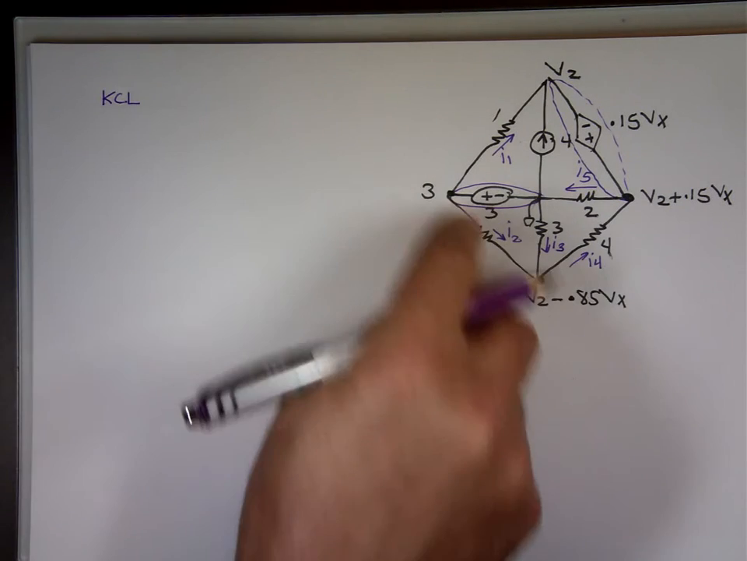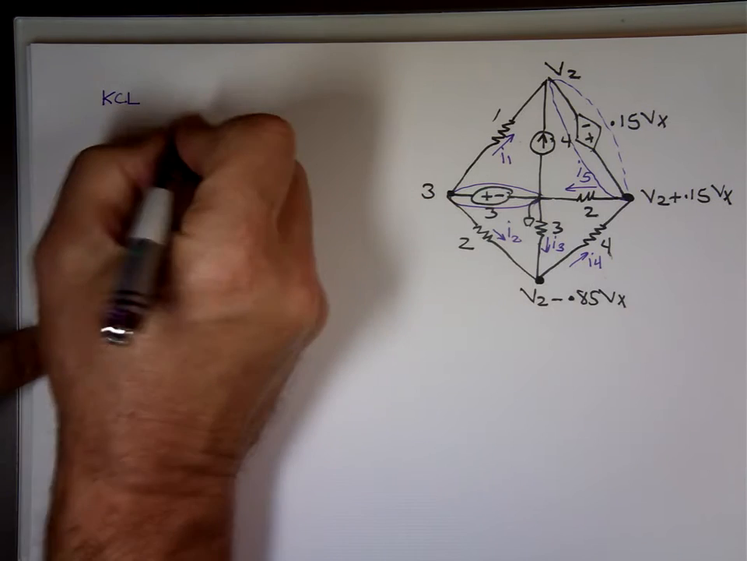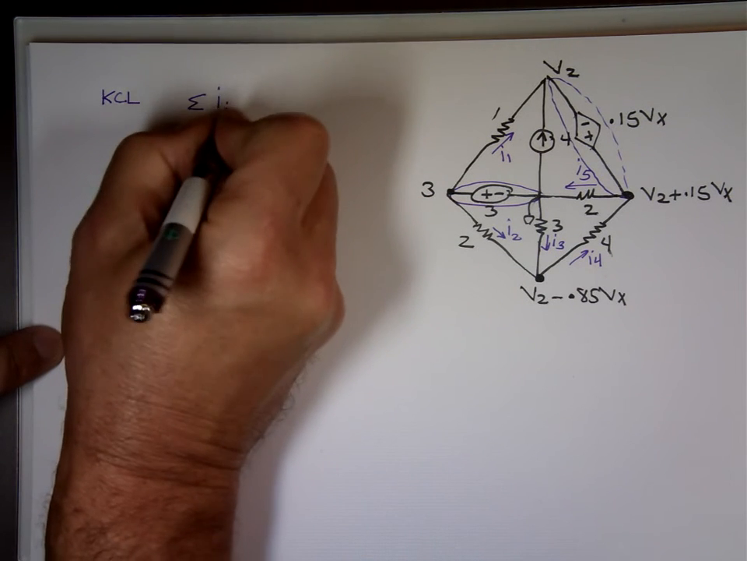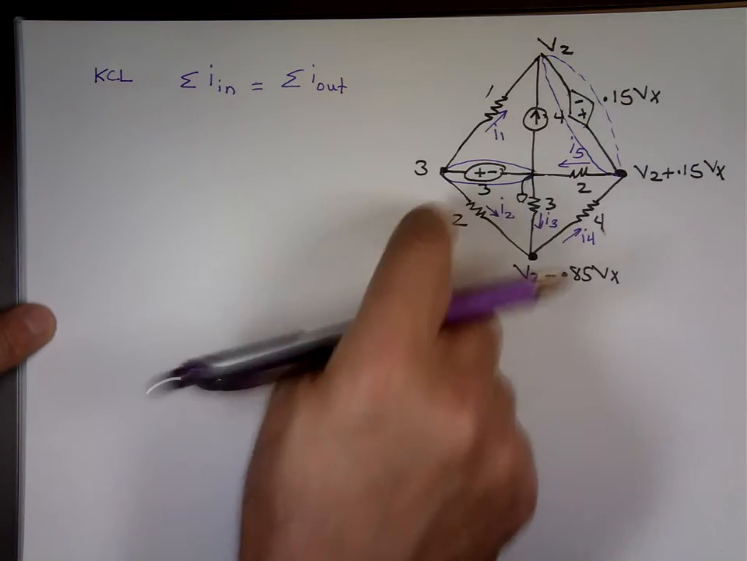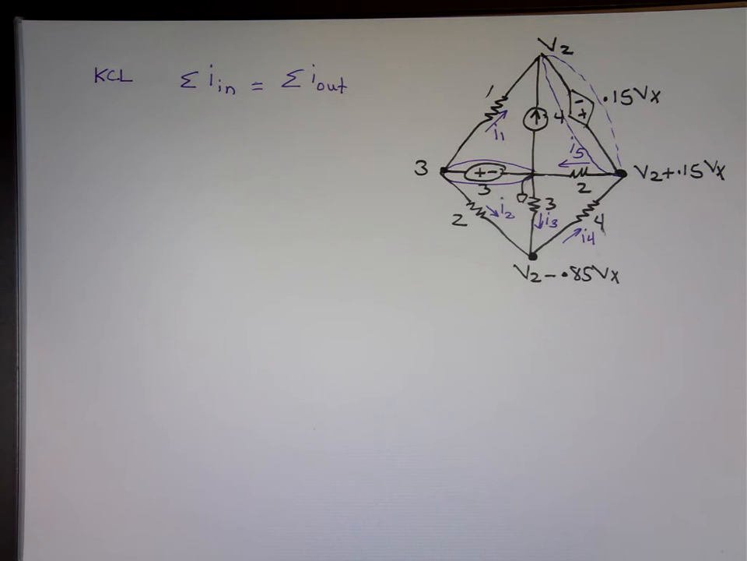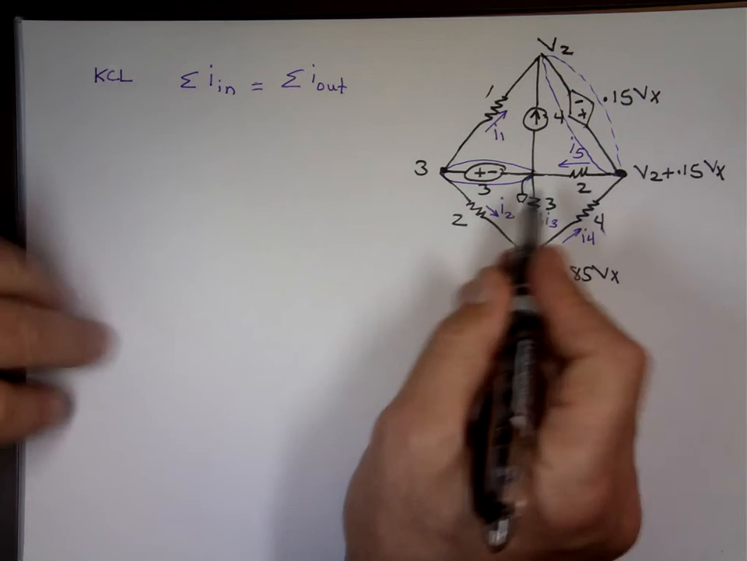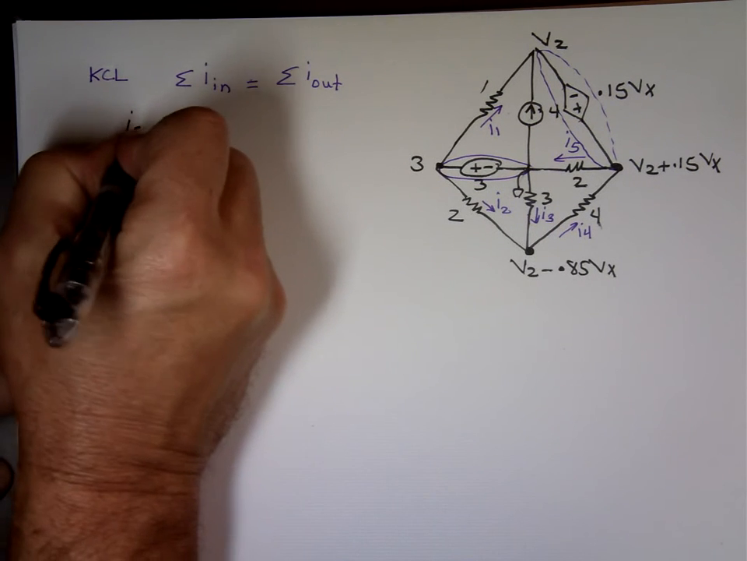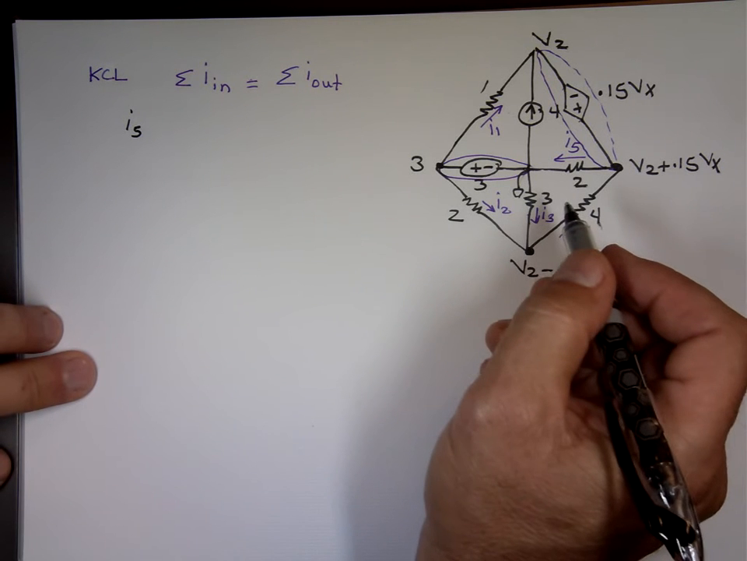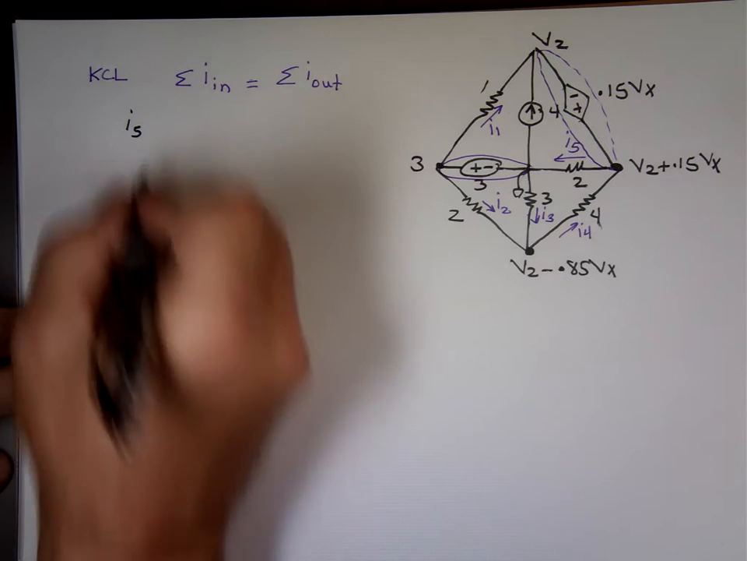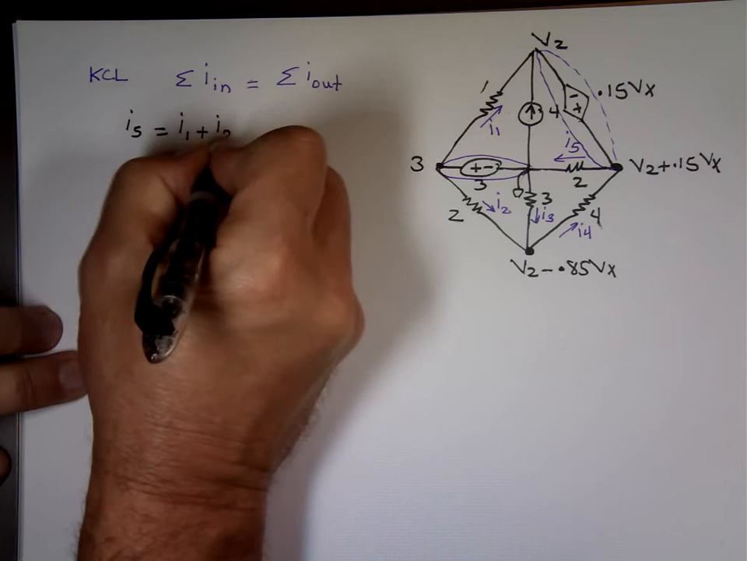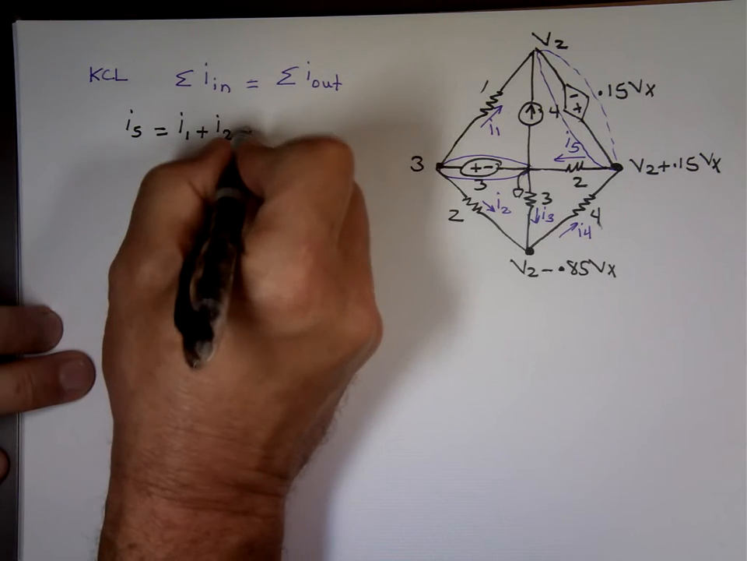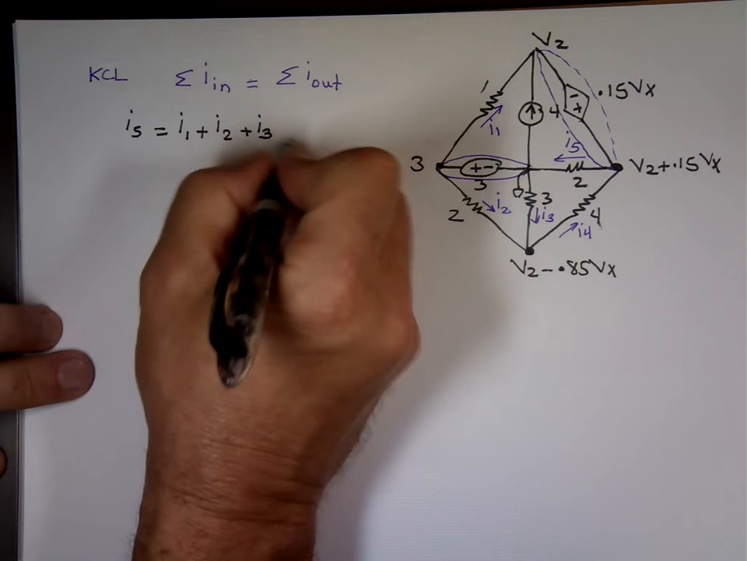KCL at this node. We said all the current going into the node should equal all the current coming out of that node. Now remember, this is one big node, all attached to it. So what is going into it? I5, yes. Is that the only thing going into it? It looks like it, right? And what's leaving that node? I see I1, I see I sub 2, I see I sub 3, I see 4.